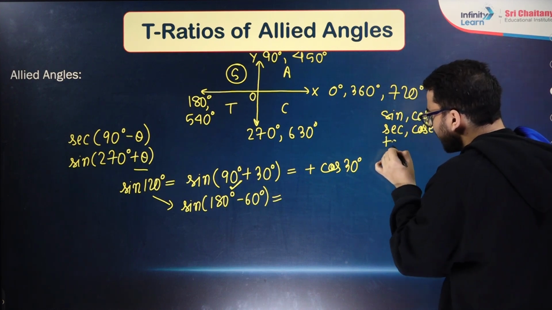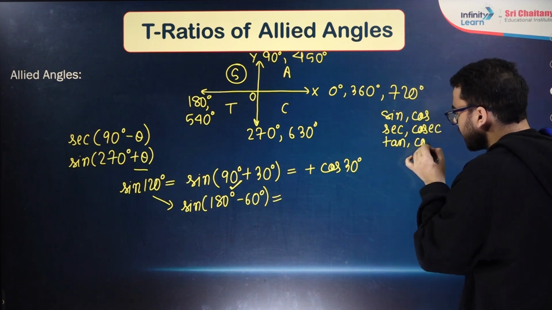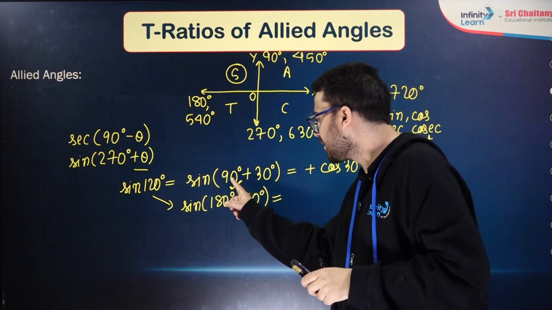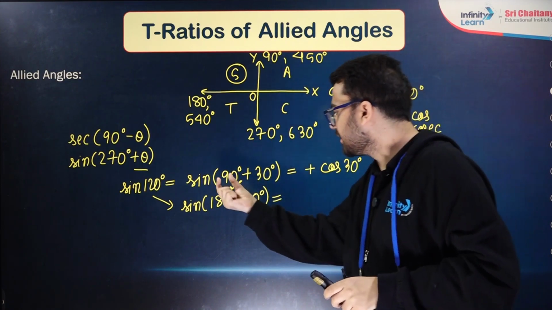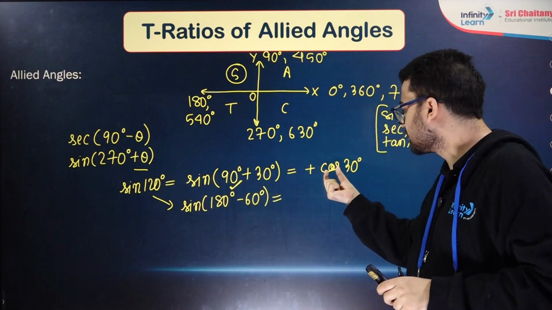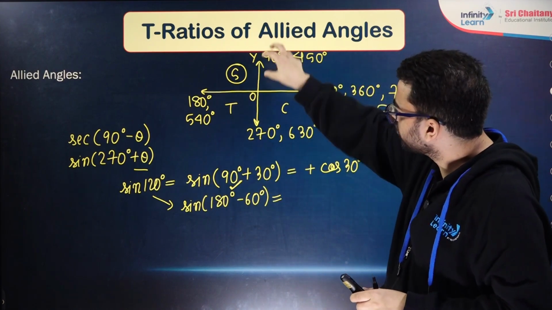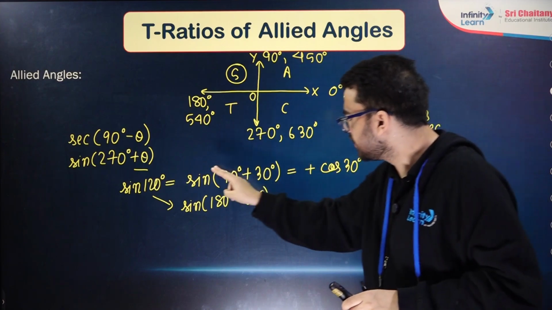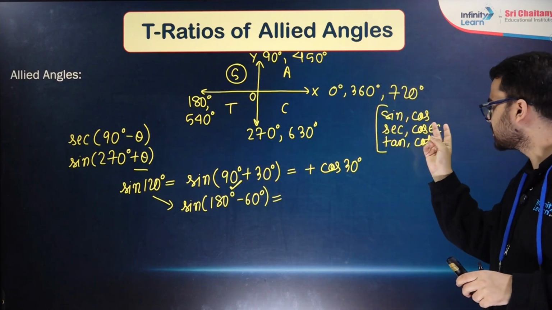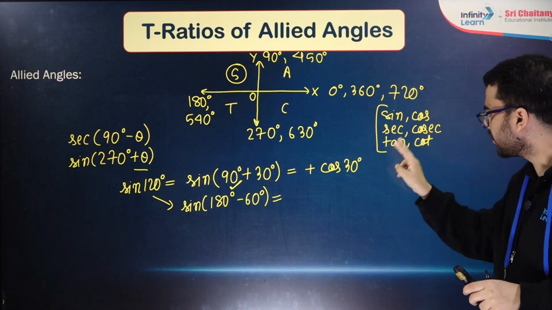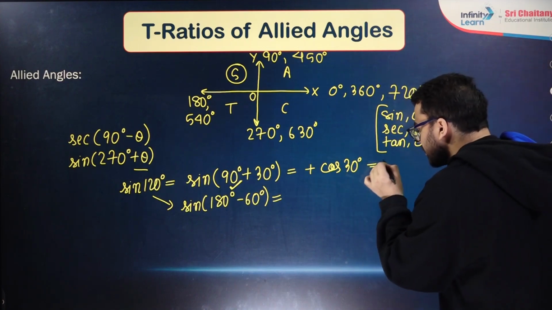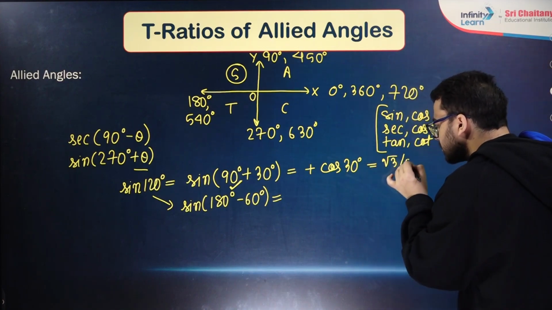Then tan, cot, they are co-functions. Right? Like this. So again I will say, when the reference is vertical, then sine will change to cos. Vertical means any of these types of angles, sine will change to cos and cos will change to sine, sec to cosec, cosec to sec, tan to cot and cot to tan, right? And you know the cos 30 is sine 60, root 3 by 2. So the value is root 3 by 2.